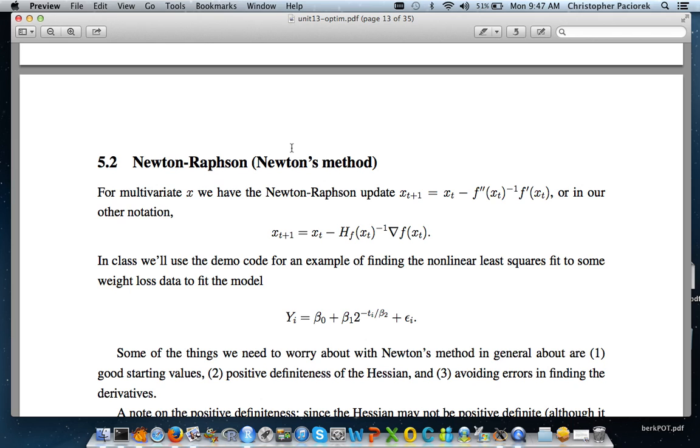Okay, so this is just the multivariate version of what we've already seen. If we write it in slightly different notation, it's the inverse of the Hessian, which is the same thing as this, just different notation, multiplied by the gradient vector.